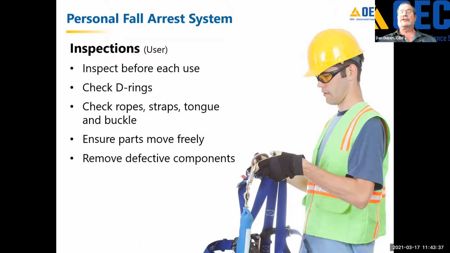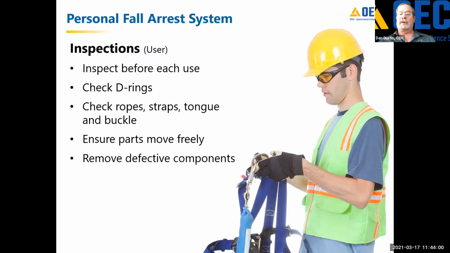For the parts that are supposed to move, ensure that they move freely. This includes your snap hooks, your carabiners, anything on that harness that is designed to move should move freely, anything in the system. When I have defective components, remove them from service immediately. Don't say I'll get a couple more days out of it, because if you do fall on it, the potential is there for it to fail.